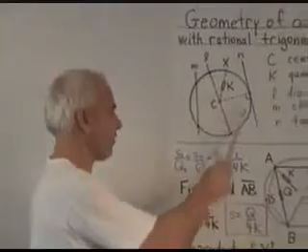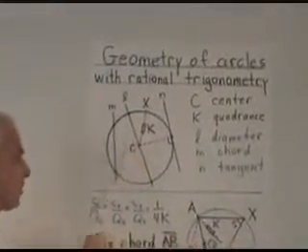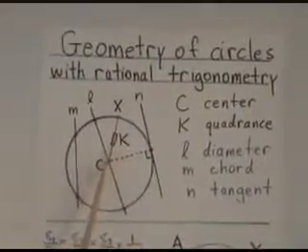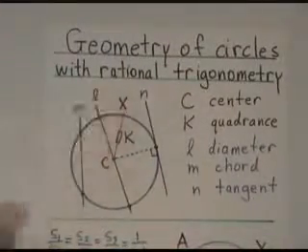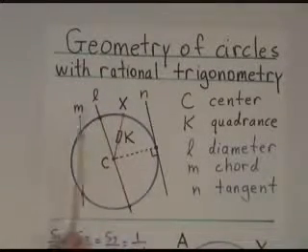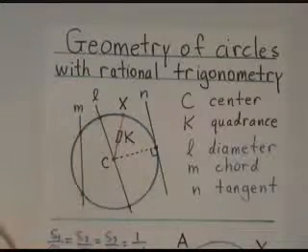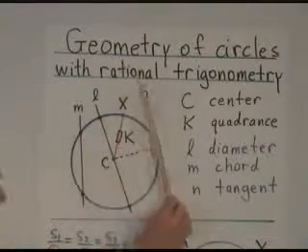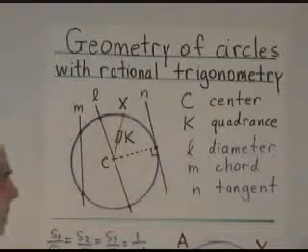Circles. There's one right there. Here's some basic terminology. Center of a circle. The quadrances of the circle. Well, that's not the radius, it's the square of the radius. A line through the center is a diameter. Another arbitrary line that meets the circle at 2 points is a chord. And this kind of line that just touches the circle in 1 point is a tangent.